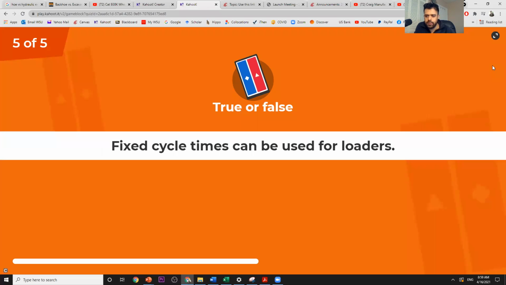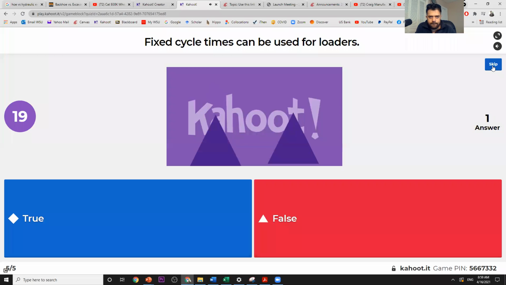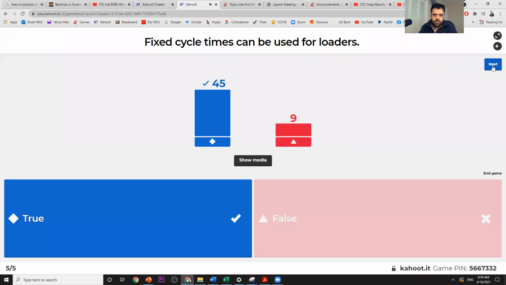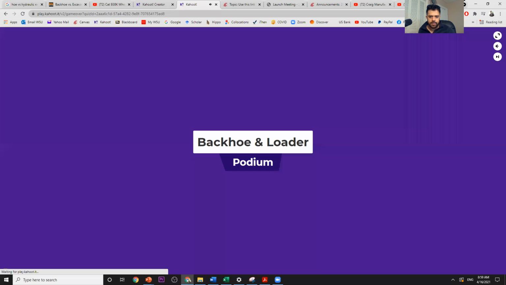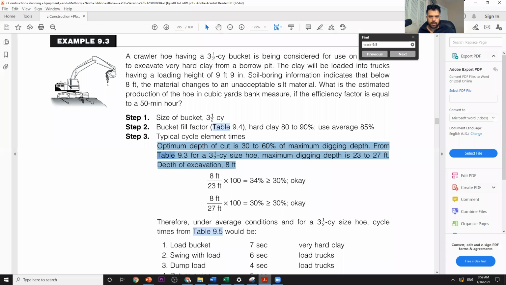The last question. Easy one. That is true. Fixed cycle times could be used.